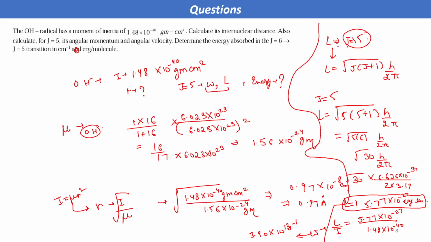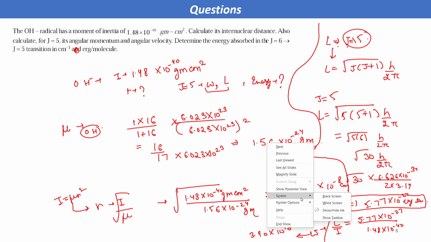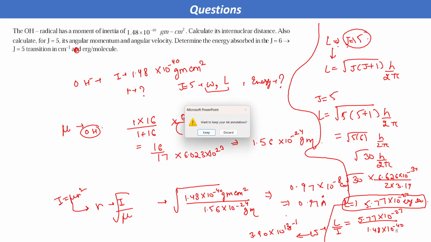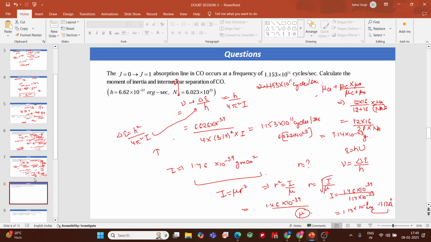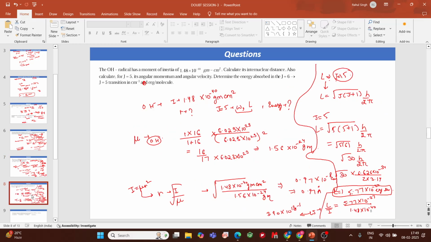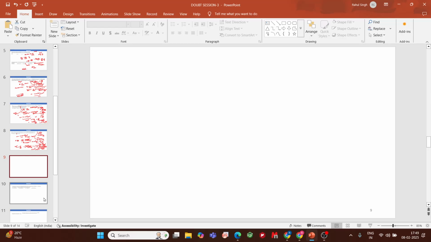So for the energy, let me just take an extra slide. So for this, now we have to calculate the energy value.